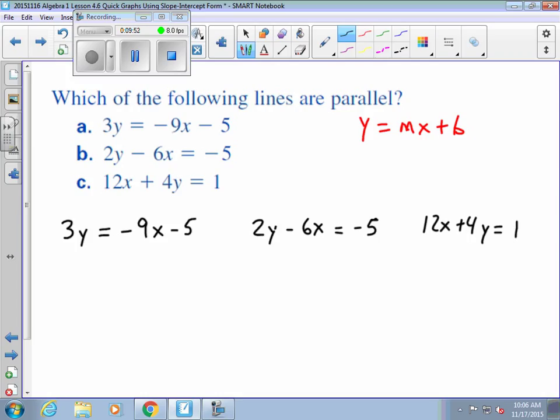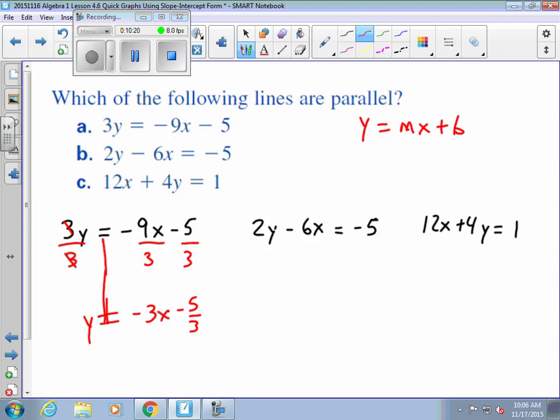For the first equation, 3y equals negative 9x minus 5. To get y by itself, you only have one operation to undo. You have to undo 3 times y. So divide by 3. That'll cancel it. Remember, if you do it to the left, you've got to do it to everything on the right. Y equals negative 3x minus 5 over 3. So that's in mx plus b form.